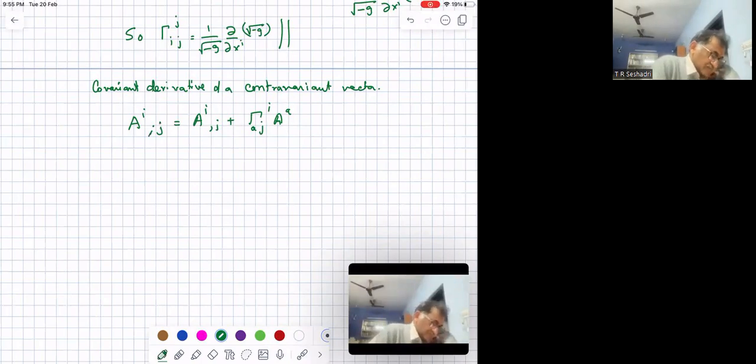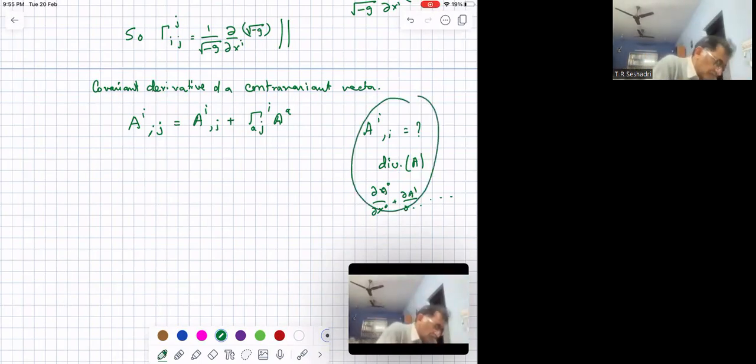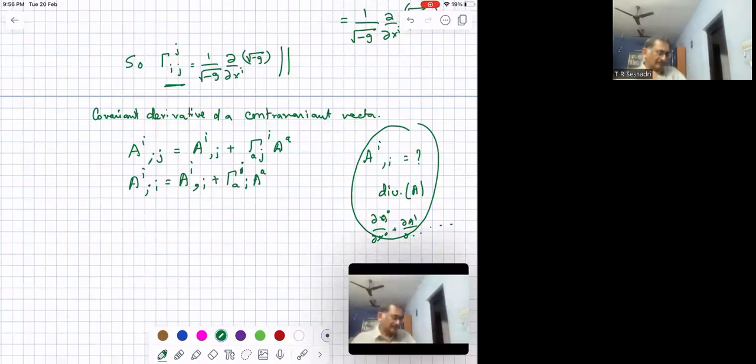Now, let me do the following. What is A^i comma i? It is the divergence of A, because it is del A0 by del x0 plus del A1 by del x1 and so on. This is the ordinary divergence. So, suppose I equate i and j. So, I have A^i semicolon i is equal to A^i comma i plus gamma^i_{ia} A^a. Now, you realize I have got gamma^i_{ia}, something which I was deriving here. This is the covariant divergence. This is the ordinary divergence.